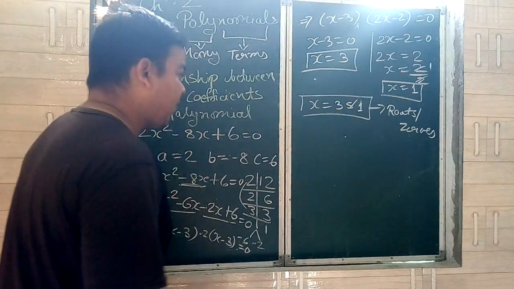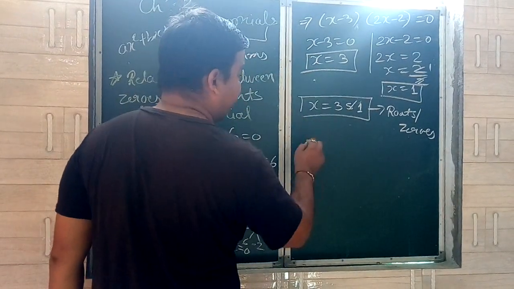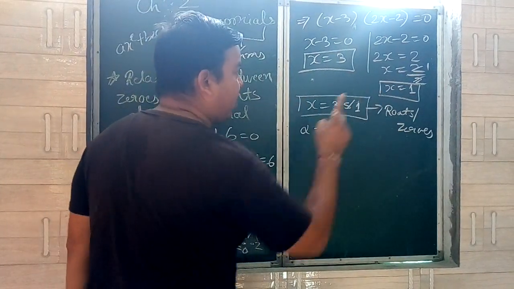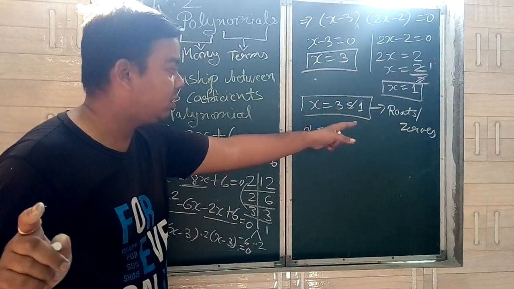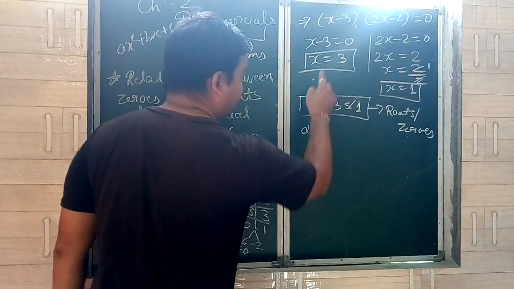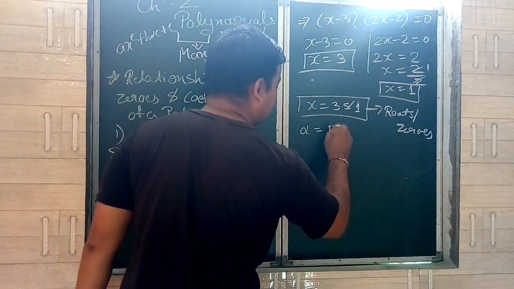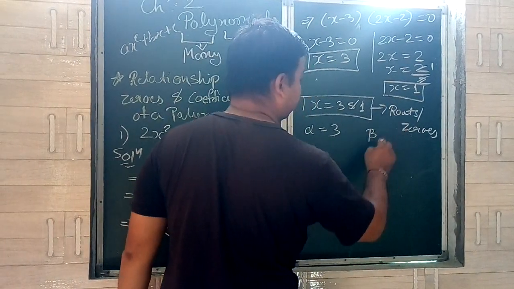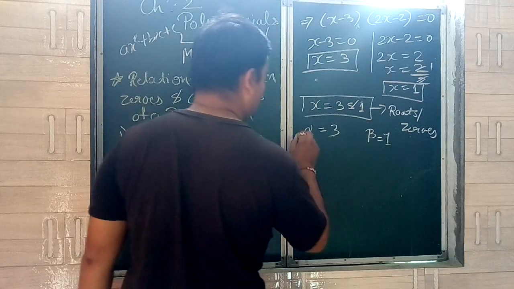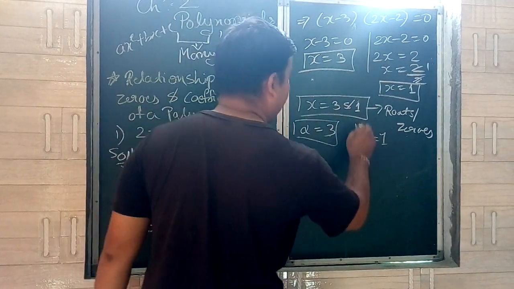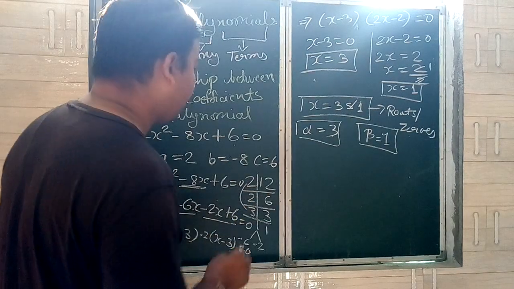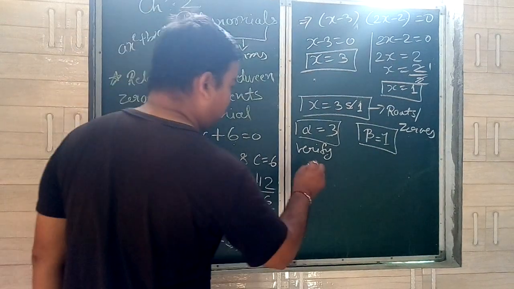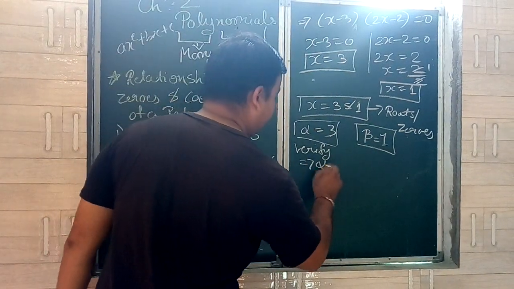Okay, now we verify. We take one zero as alpha. 3 and 1, we got two solutions, meaning two zeros. So we take one value as alpha, we call 3 alpha, and 1 we call beta, the second one. Alpha is equal to 3 and beta is equal to 1. So how do we verify here? One is the alpha plus beta.